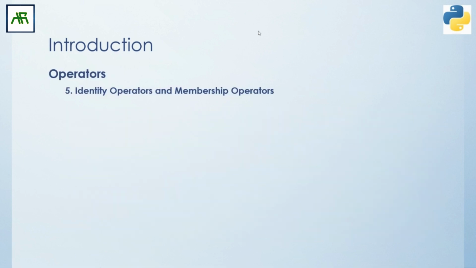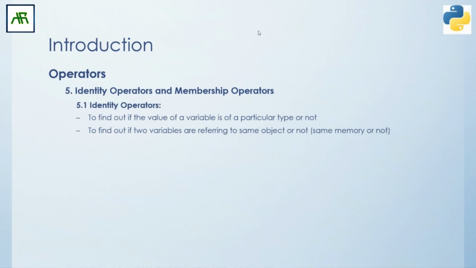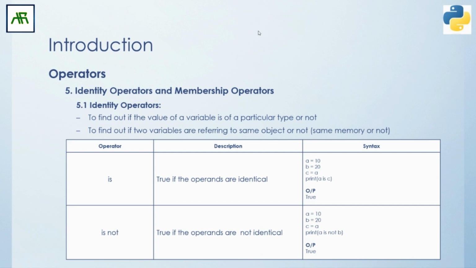The next set of operators: identity operators and membership operators. Identity operators are used to find out if the value of a variable belongs to a particular type or not, and also to find out if two variables are referring to the same object or not, meaning the same memory position or not. These are all the operators. Is: it is true if the operands are identical.